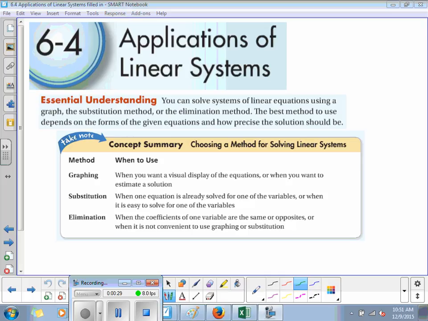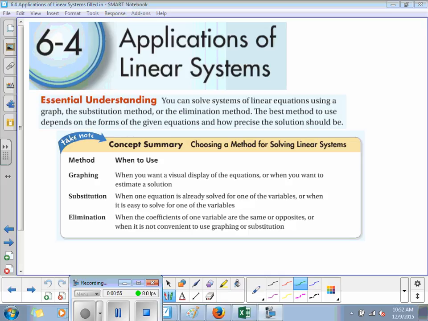Okay? So depending on what your problem is giving you, whatever the situation is, you can choose any method to solve. Okay? The best method could be graphing. The best method could be substitution. The best method could be elimination. And we'll take a look at those problems.